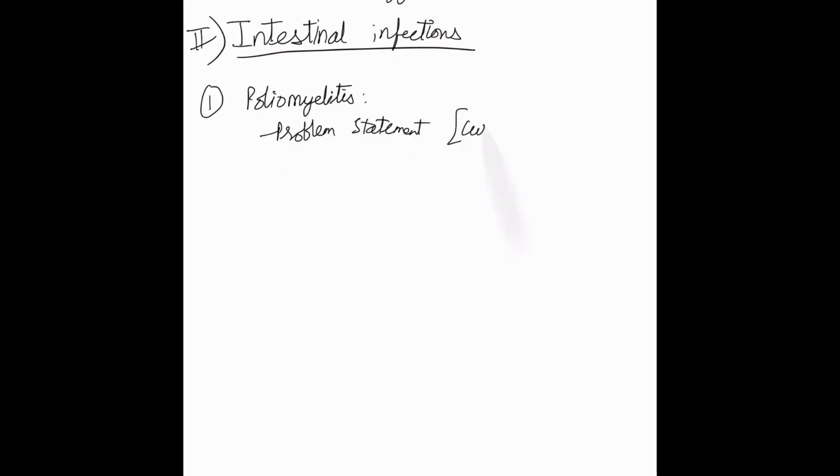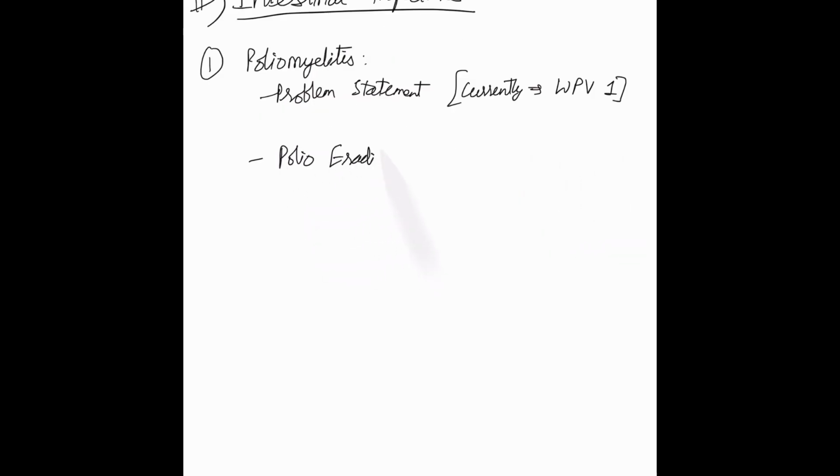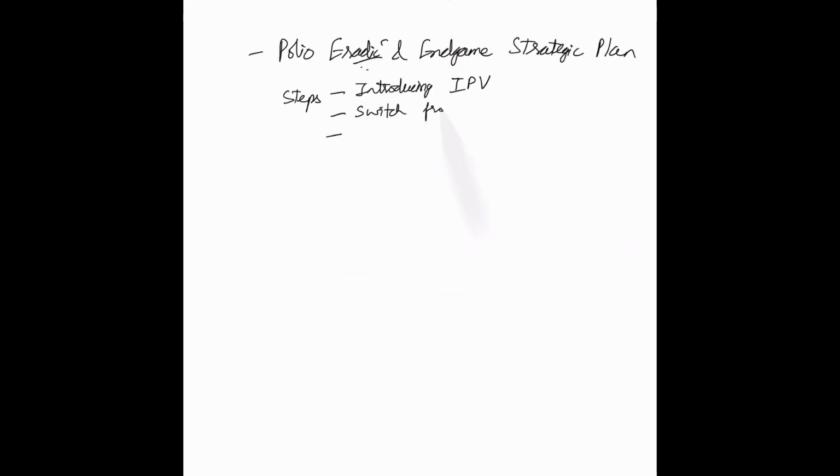So we start with poliomyelitis. We see the problem statement of poliomyelitis. Currently, wild poliovirus 1 is what's circulating across the globe. And then the Polio Eradication and Endgame Strategic Plan, which you can skip if you want.